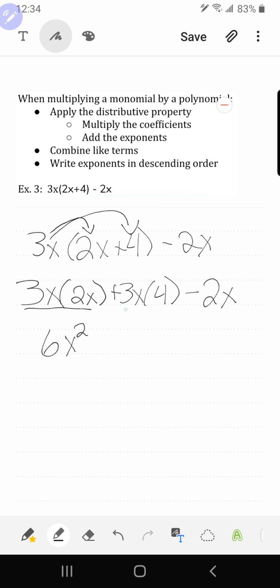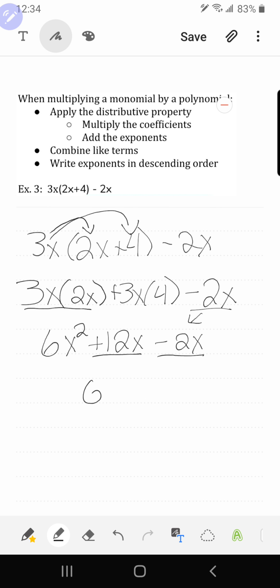Now, what is 3x times 4? 3 times 4 is 12, and then with the x, 12x. And then this just comes down, minus 2x. Now we have an expression that says 6x squared plus 12x minus 2x. I could simplify that further by combining like terms. So what are my like terms? 12x minus 2x. 12 minus 2 is 10.